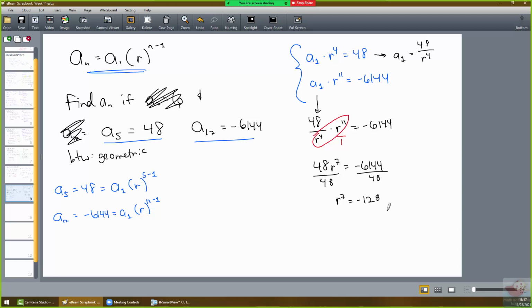And how do we get rid of that 7th power? If that were r squared, you would say square root. But if it's a 7th power, you would take a 7th root. I will spoil it for you. You get negative 2. He hopes. No, I'm pretty sure. Yeah, I'm pretty sure.